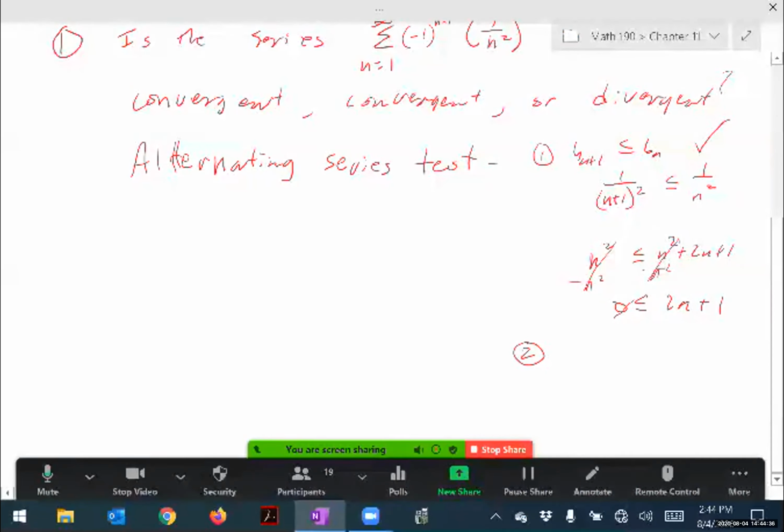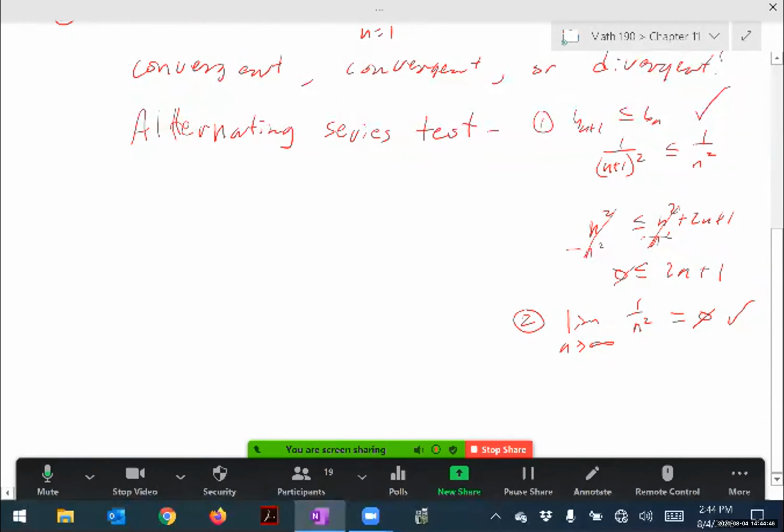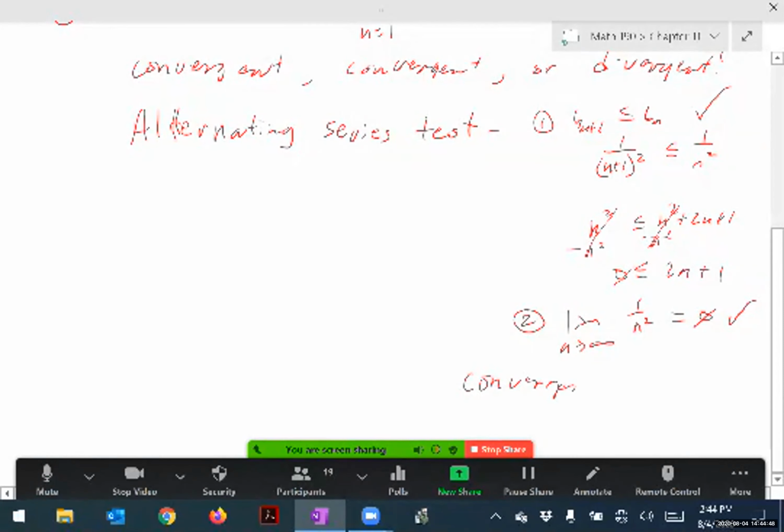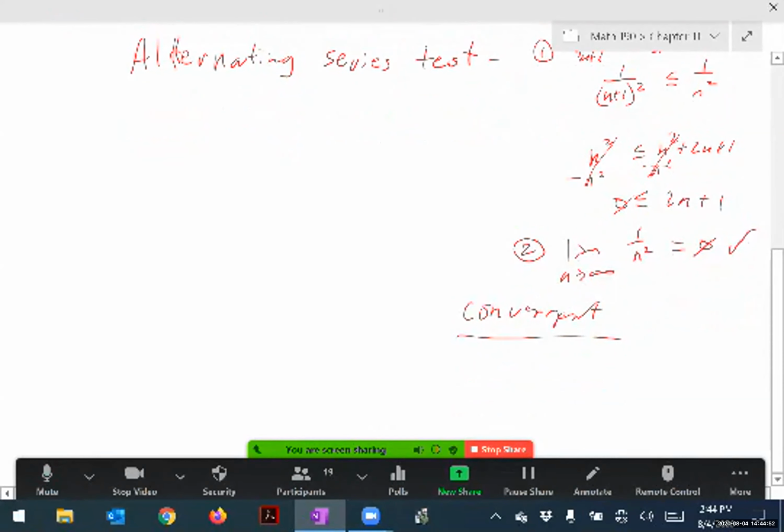Number 2: is the limit as n goes to infinity of 1 over n squared equal to 0? Yes, it does. Check. So by the alternating series test, this series is convergent. But is it absolutely convergent?